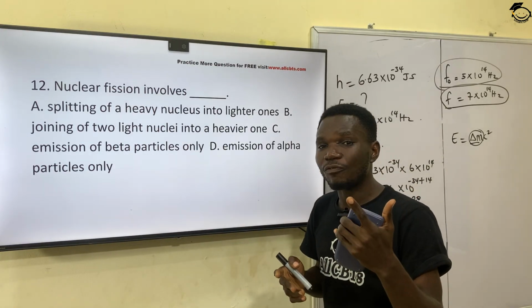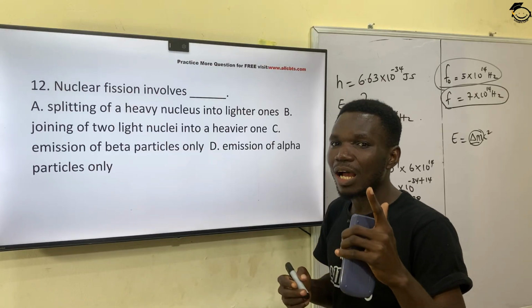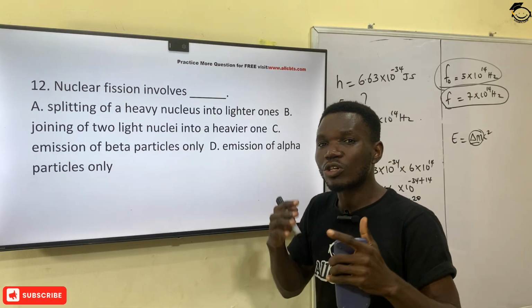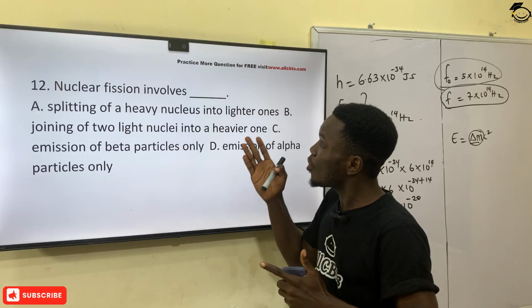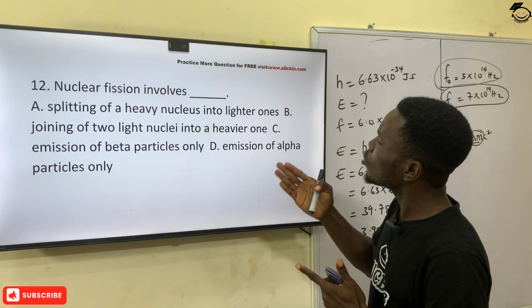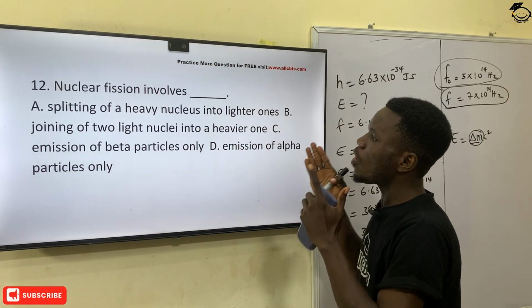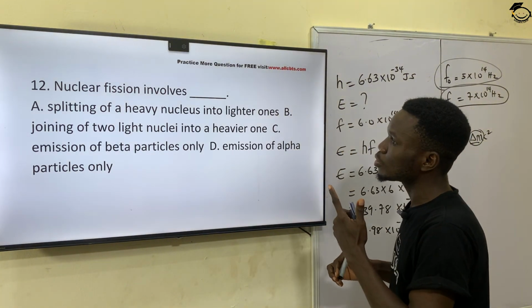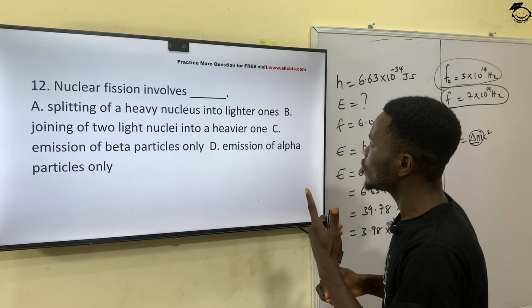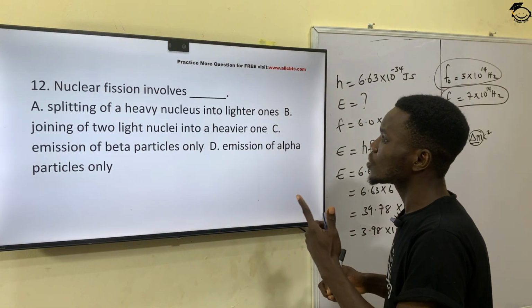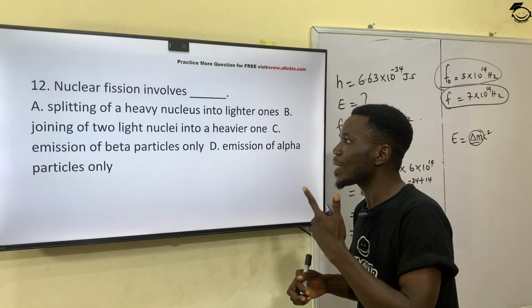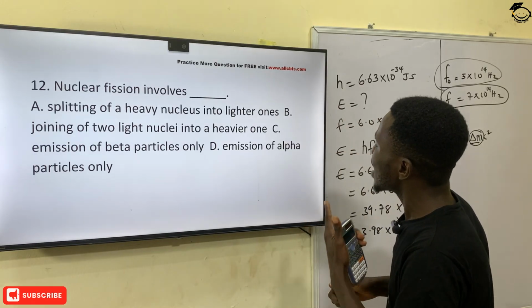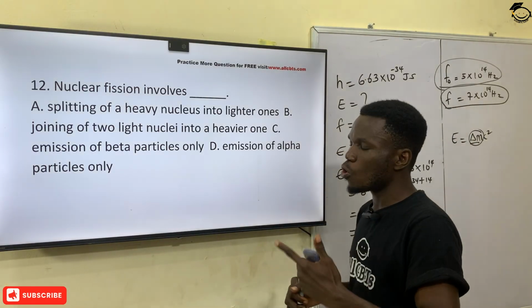If you have not watched that video, go back and check out the explanation I gave on nuclear fusion and nuclear fission. So they're asking us here, what does nuclear fission involve? Option A says the splitting of heavy nucleus into lighter ones. Option B says joining of two light nuclei into a heavier one. Option C says emission of beta particles only. Option D says emission of alpha particles only.